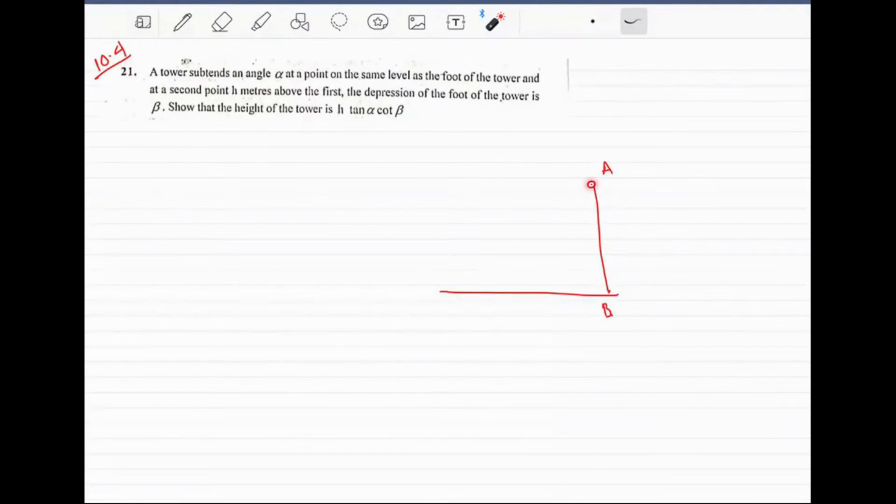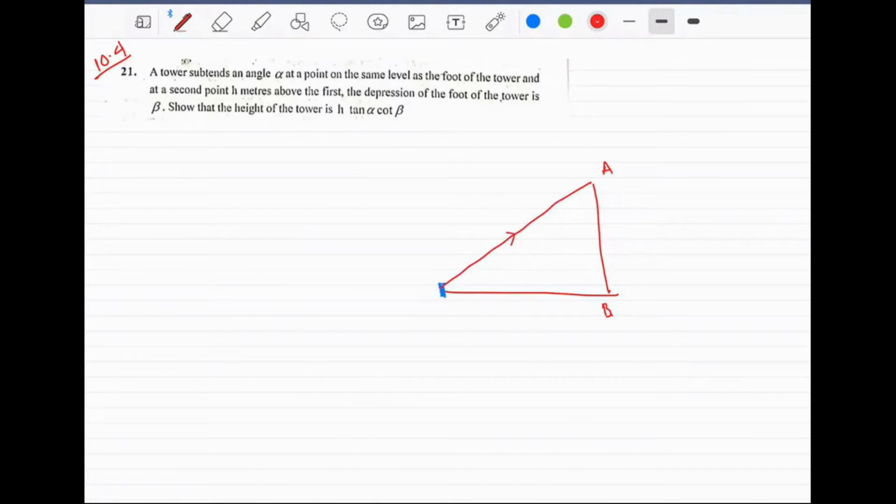So the tower subtends an angle alpha at a point. On the same level as the foot of the tower, we take a certain point here. Let me put a blue dot here somewhere. From this point, if you look up at the top of the tower, this angle is alpha. Or you can consider it like this: at this point itself, the tower subtends an angle alpha. This angle is how much? Alpha. That's what subtend means.